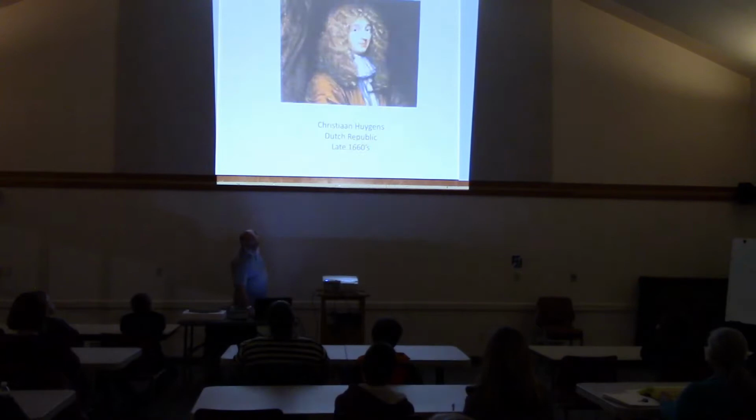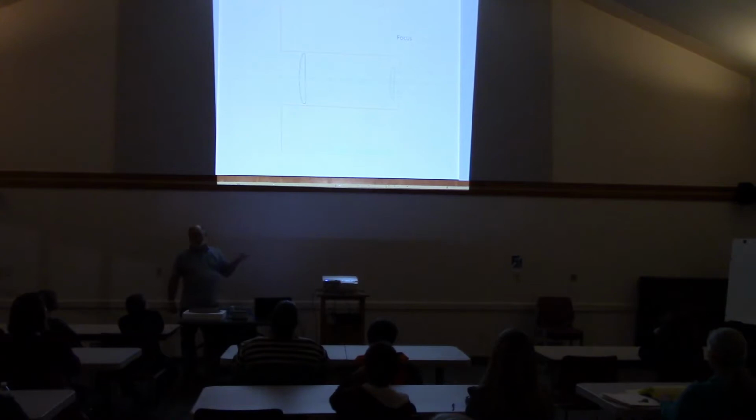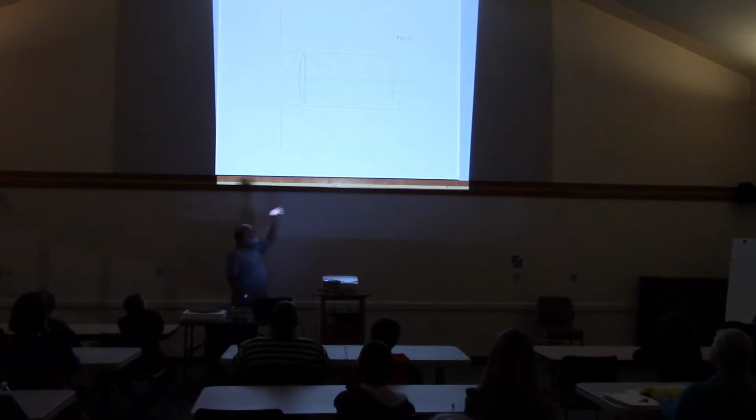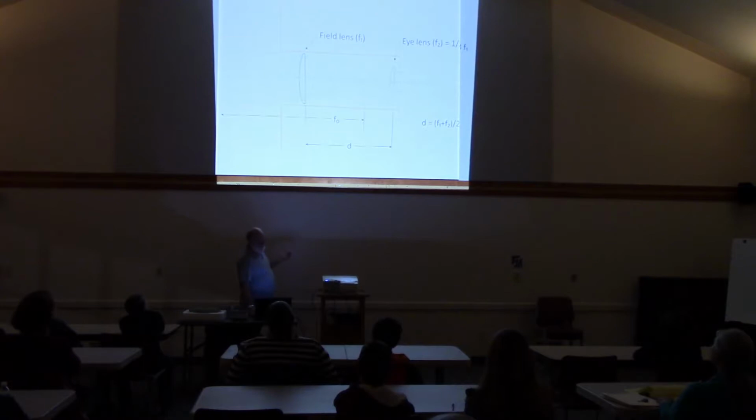Christian Huygens, another prominent scientist, in the late 1660s, we don't know exactly when, invented the Huygens eyepiece, where he adds two plano-convex lenses down at the end, the objective lens is way over here. He found that he had to work at getting the spacing right and the focal length of the eyepieces. But by doing this, he could eliminate chromatic aberration in very long focal lengths. What do we mean by very long?